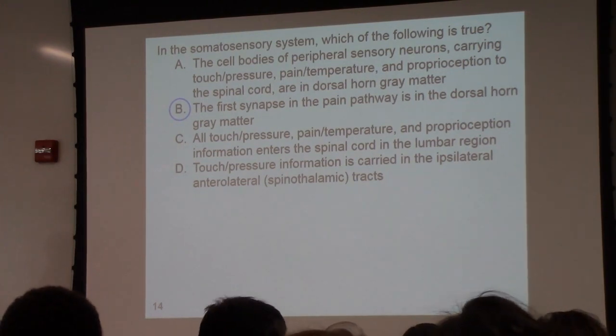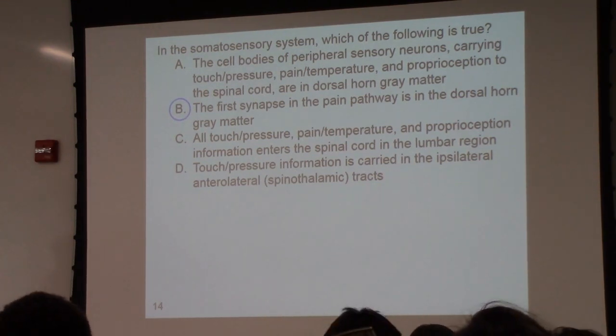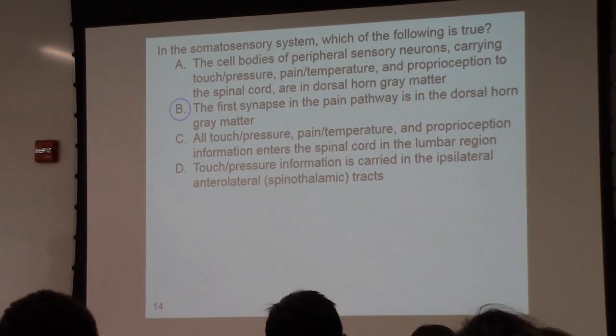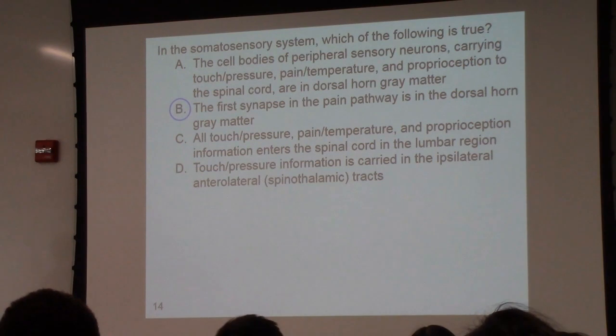That's the true statement. All touch, pressure, pain, temperature, and proprioception information enters the spinal cord at the lumbar region? No, that's not right. Some of it enters at the cervical or thoracic levels. Touch and pressure information is carried in the ipsilateral dorsal column, not the ipsilateral anterolateral.